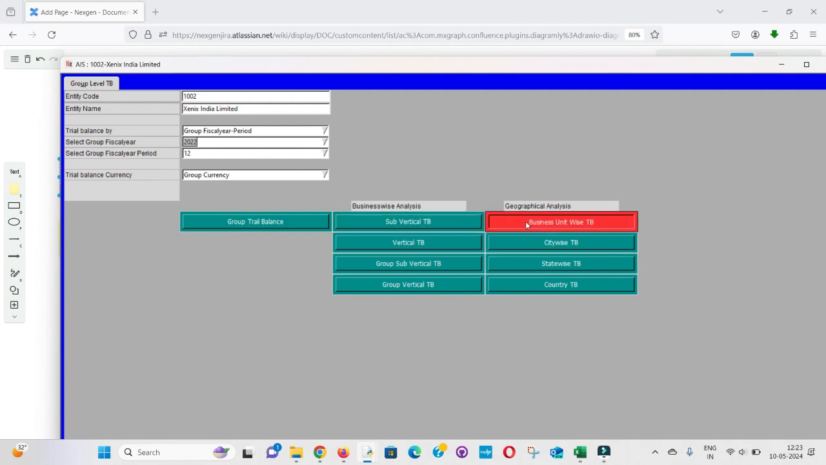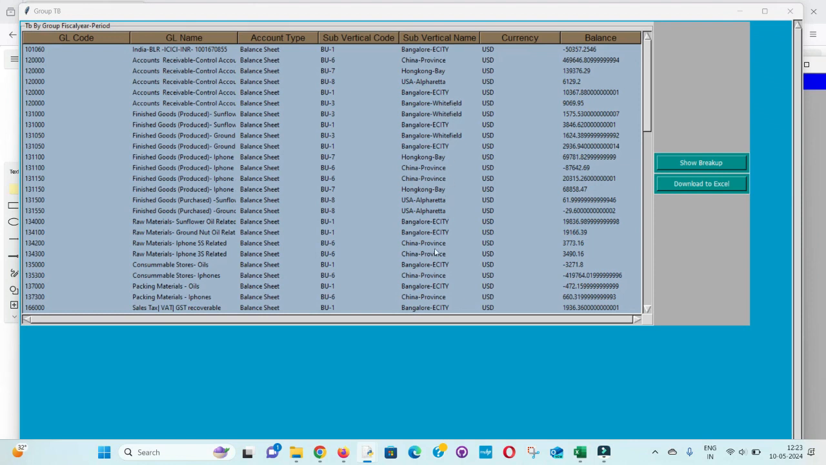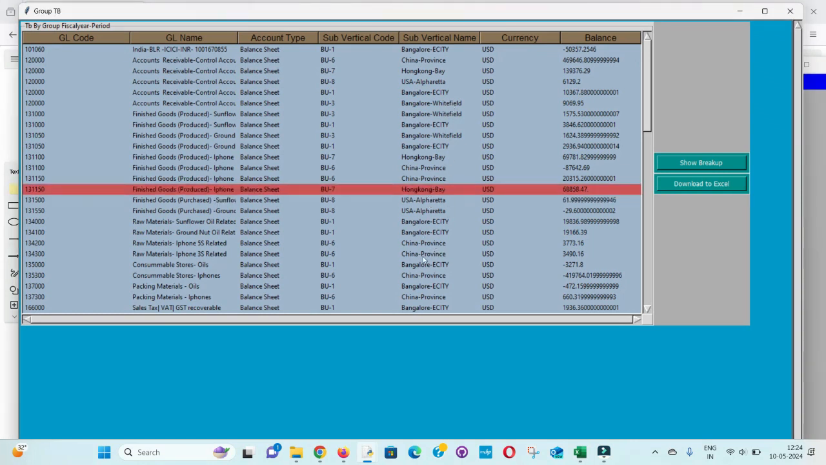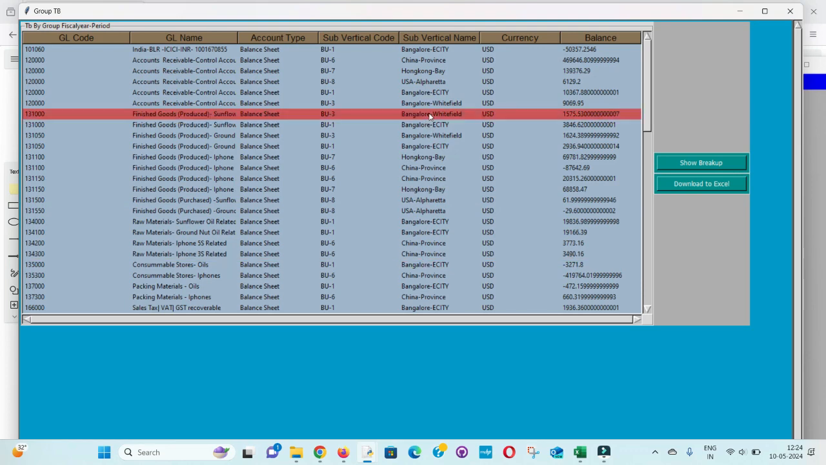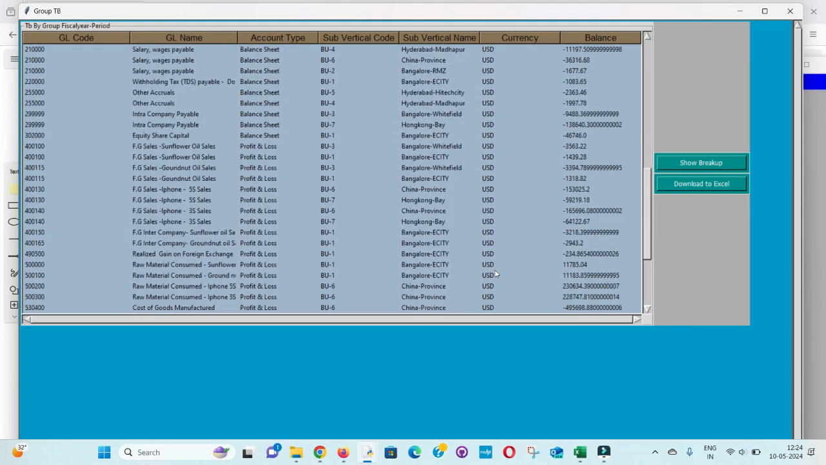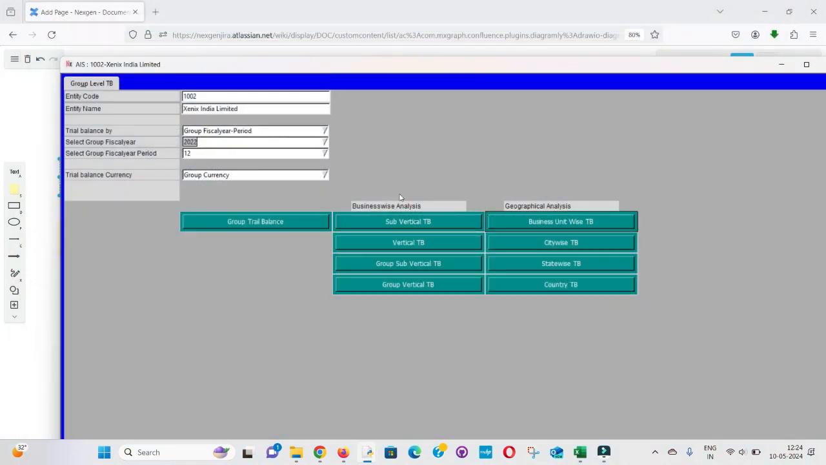So this is a group which is operating in US, as well as Hong Kong, China, and as well as in India. All these transactions got converted into group currency, which is US dollars. That is, all the Chinese yen got converted into USD, INR got converted into USD, and USD is in USD, again in a fraction of a second, because it has the exchange rates.